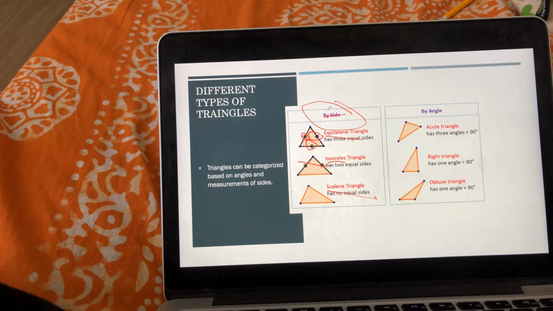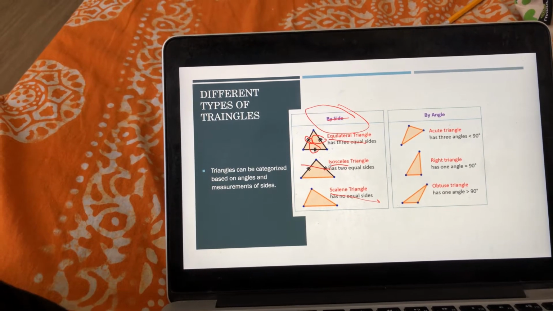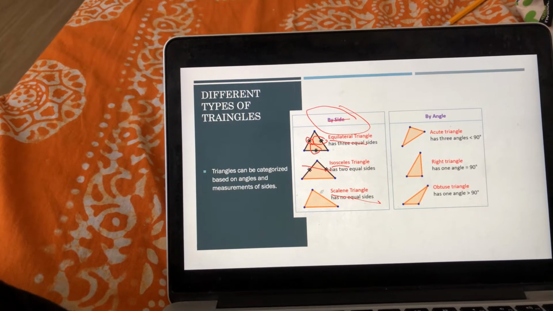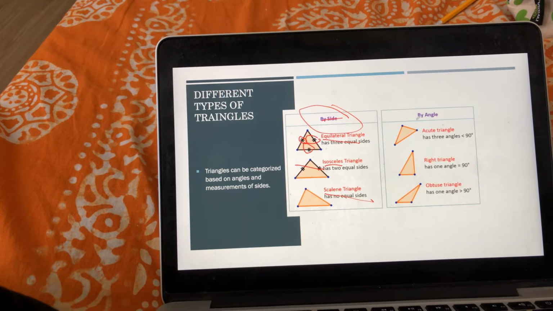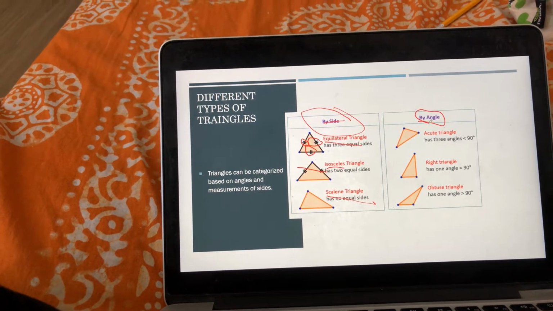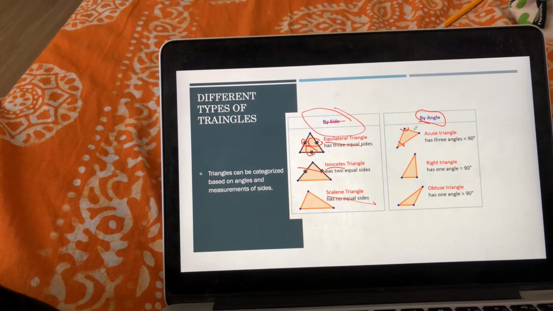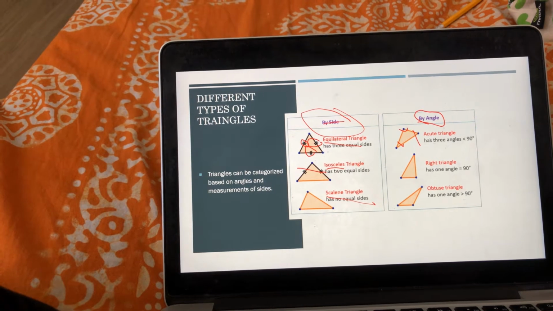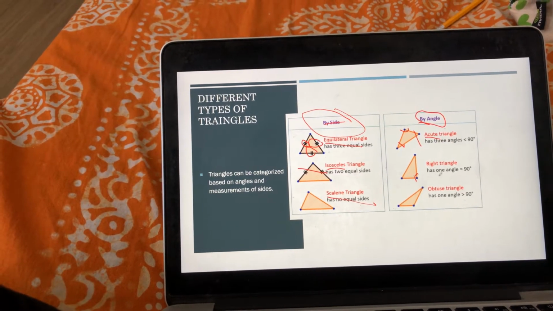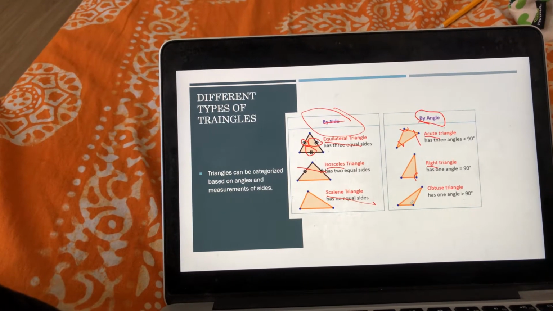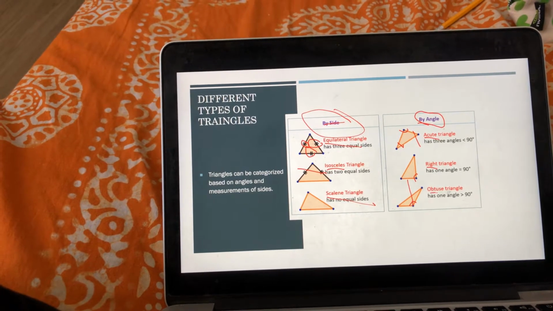So based on the sides, if all three are equal, it's called an equilateral triangle. If only two sides are equal, it's called an isosceles triangle. If none of them are equal, it's called a scalene triangle. And then there is another way to classify triangles, which is based on the angles. If all the angles formed due to the intersections are less than 90°, then it is called an acute triangle. If one of them is 90°, then it's called a right triangle. If one of them is more than 90°, then it's called an obtuse triangle.